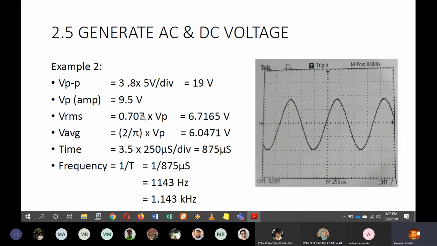VRMS, so 0.707. Macam mana dapat 0.707? It is equivalent to 1 over square root 2. Multiply with 9.5, the value is 6.7 volt. V average is 2 over pi multiply with V peak, which is 6.0471. Time, okay, so this is also a bit catchy. You have to make sure that you are obtaining the correct values.